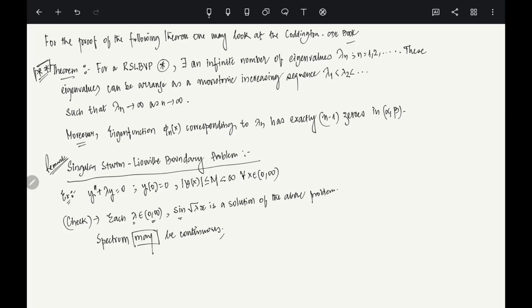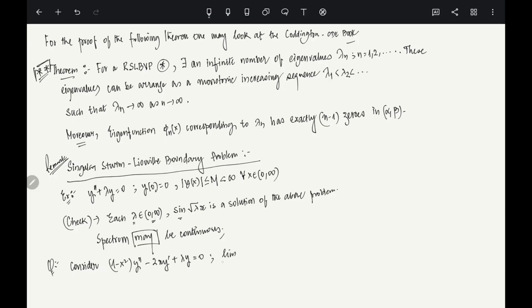Now let me put another question here. I want you to think about this question. I am not doing this part. Let's say you look at this problem. Consider (1 minus x squared) y double prime minus 2x y prime plus lambda y equals 0.